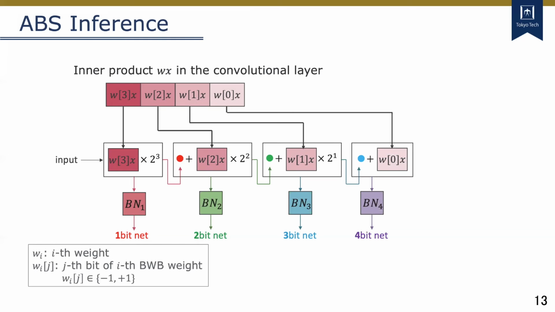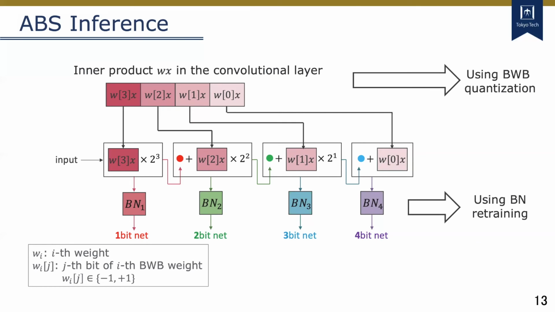ABS inference needs to calculate only the incremental portion for higher accuracy. Also, since it uses a single set of BWB weights for 1 bit to n bit networks, it can save memory usage for achieving progressive inference. In this way, ABS inference realized progressive inference using BWB quantization and BN retraining.